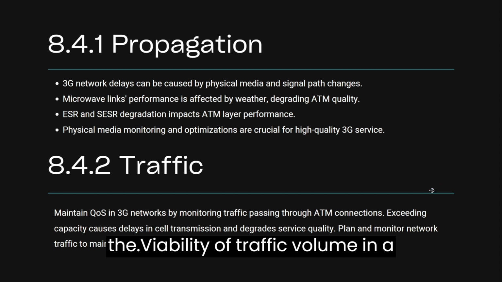And for the traffic, the ATM connections in 3G networks have specific parameters that they are designed for. So if the amount of traffic being transmitted through this connection goes beyond what was originally planned, it will cause delay in the cells being transmitted. More than this, if there is an increase in traffic beyond what was expected, it may not be possible to maintain the same level of quality of service that was initially granted. However, it's important to carefully plan and monitor network traffic to ensure that quality of service is maintained even during times of increased traffic.